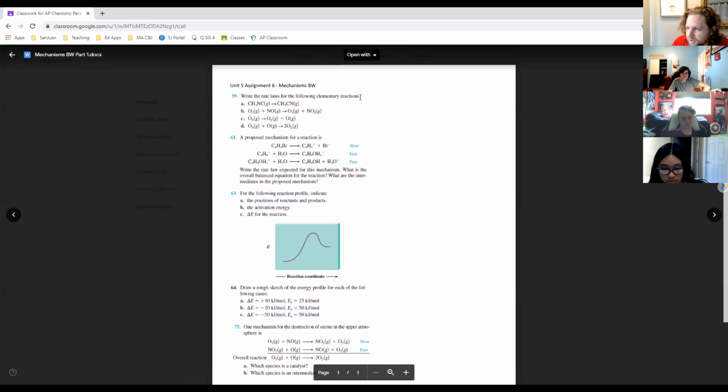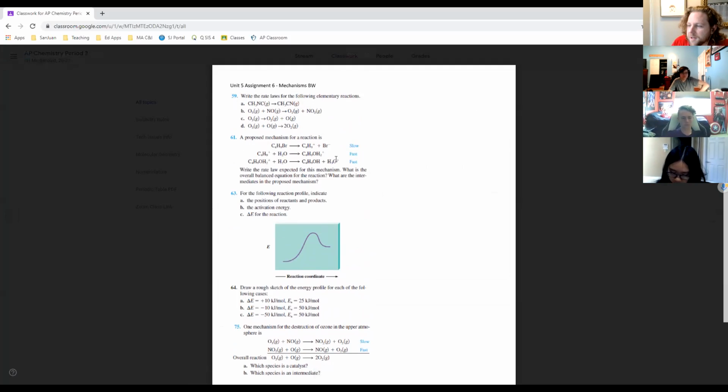Write rate laws for the following elementary steps. So if this is an elementary step, what would a rate law look like? And you're going to do that 4 times for different reactions. Here's an entire mechanism. What's the rate law? What's the balanced equation? What are the intermediates? Pretty much exactly what we just did.